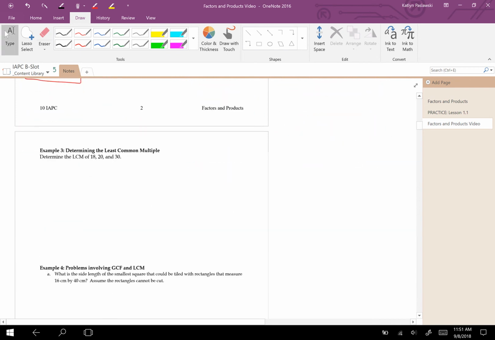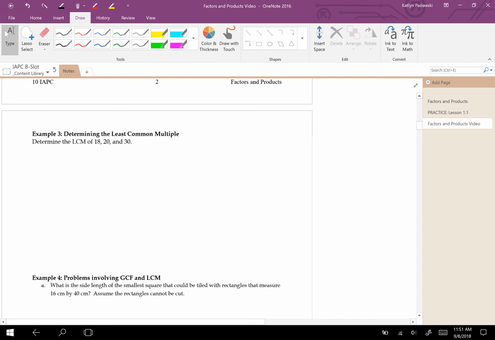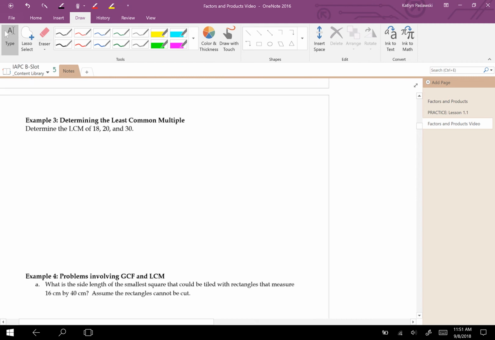Now we're going to use those examples on how to solve for the least common multiple. And the least common multiple between 18, 20, and 30. Now, one option that you could use is the fact that we know multiples of 20 and 30 easier than we would come to of 18.